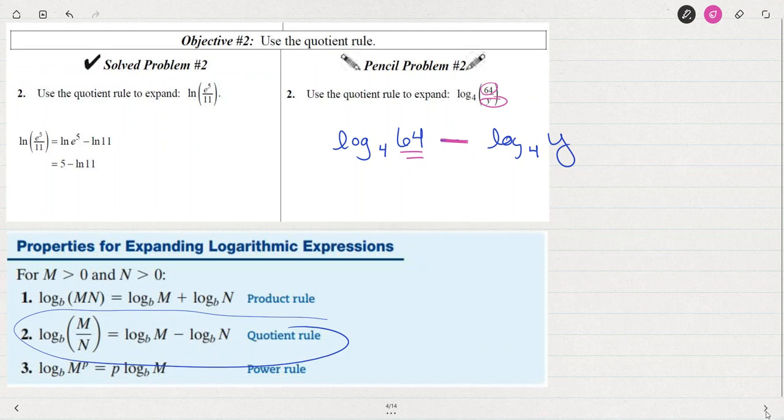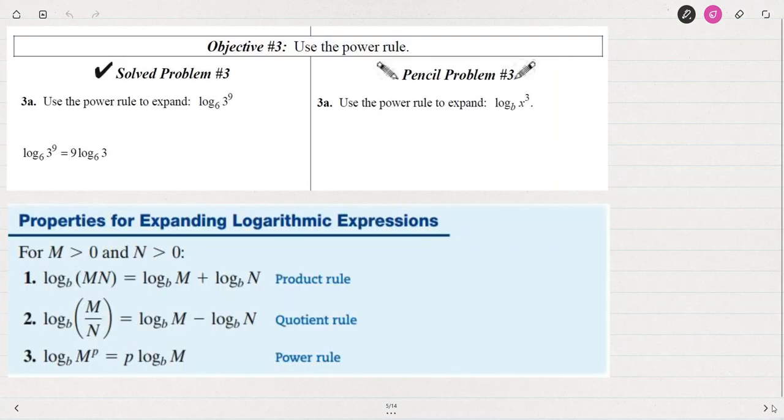By the way, if these things seem new to you and you haven't watched the video on log properties, I'd encourage you to stop the video and go back and watch the video on the basic log properties first. I think that would really help you.